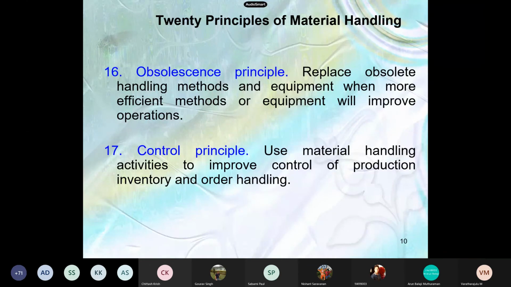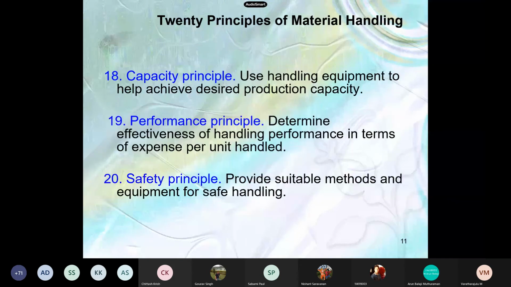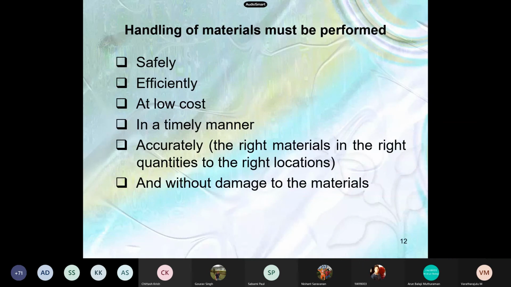Control principle: use material handling activities to improve control of production, inventory and order handling. And the capacity principle: use handling equipment to help achieve desired production capacity. And the performance principle: determine effectiveness of handling performance in terms of expenses per unit handled. And the safety principle: provide suitable methods and equipment for safe handling. And we need to remember these things during handling the material. Safety is very important. Efficiently we need to do the task.